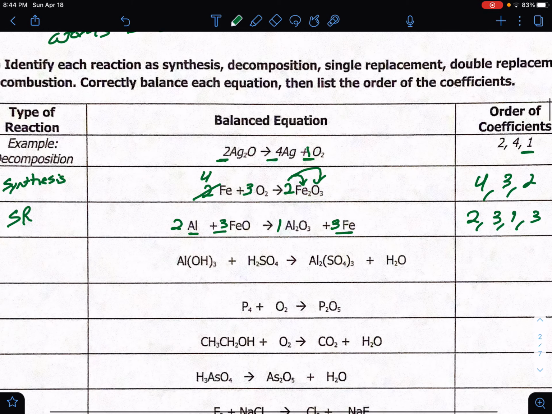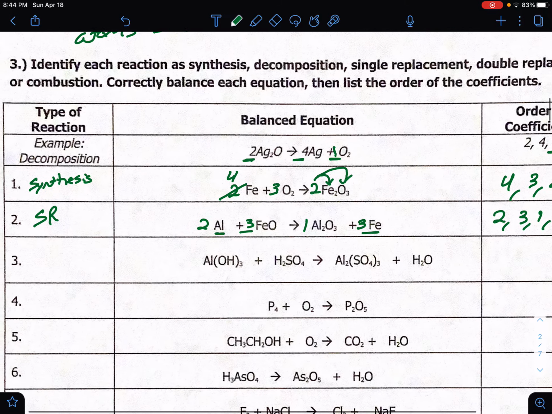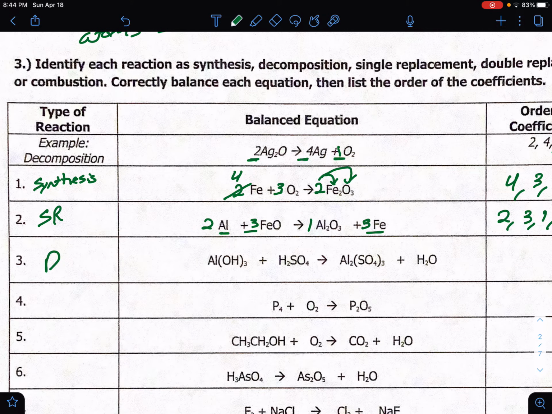Okay, next one I have aluminum hydroxide, and then this looks like sulfuric acid, H2SO4, gives me Al2(SO4)3 plus H2O. So I have a pair, and it looks like I have a pair in the end. So this is going to be a double replacement. Double replacements usually look the most complicated because they've got the most stuff.